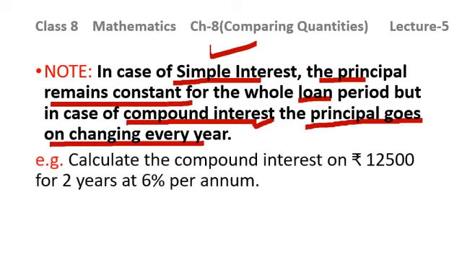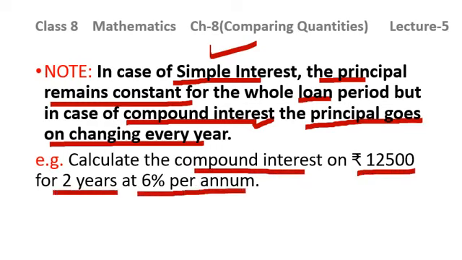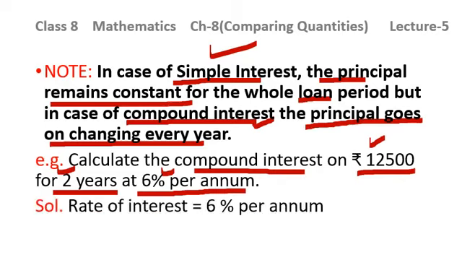For example, I need to calculate the compound interest on rupees 12,500 for 2 years at 6% per annum. Here the principal amount is rupees 12,500, time 2 years, rate of interest 6%. Then let us see how we can calculate the compound interest and what is the difference between compound interest and simple interest. It will be more clear to you with the help of this question.